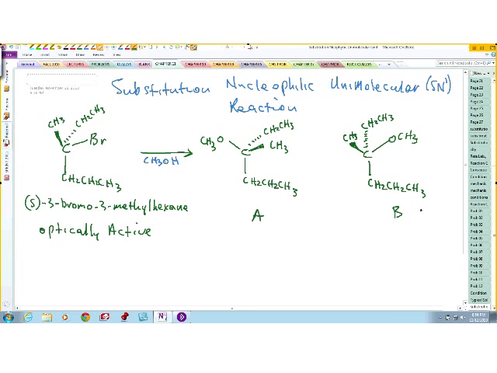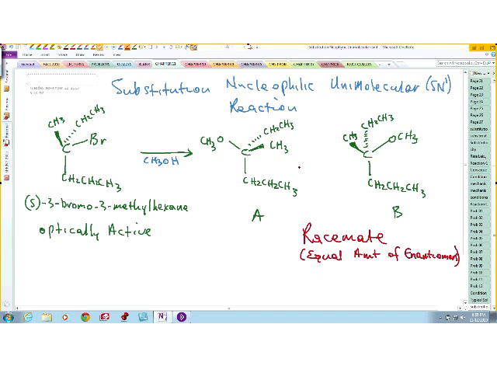So in the SN1 reaction, what is happening here? Even though we are starting with an optically active starting material, by the time we finish, we get a racemate, which is a mixture of equal amounts of enantiomers. So what is that telling us? It is telling us about the reaction mechanism. Somehow, we are losing the absolute configuration in order for us to get these two products.